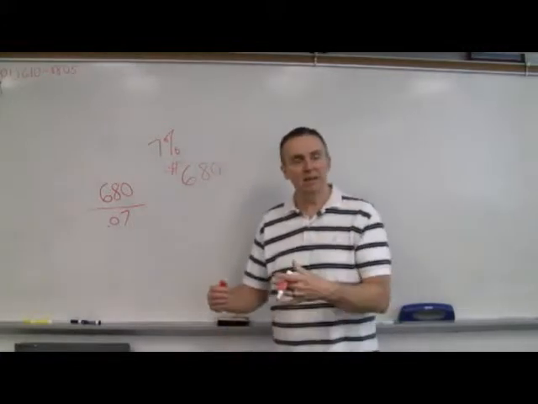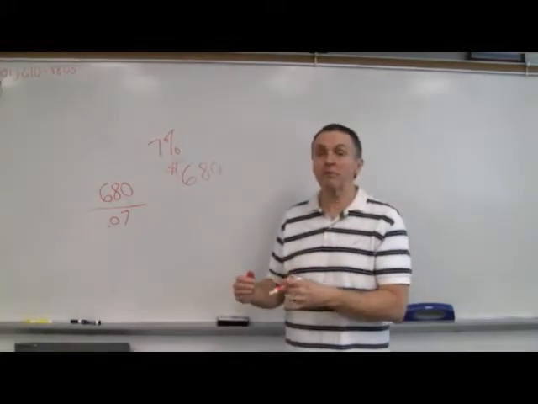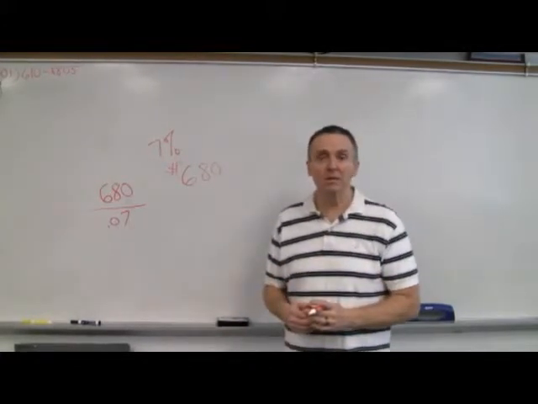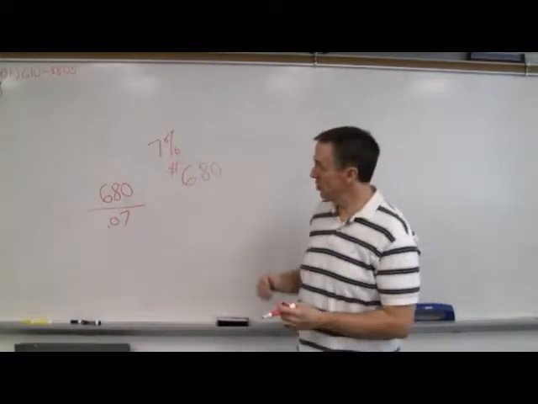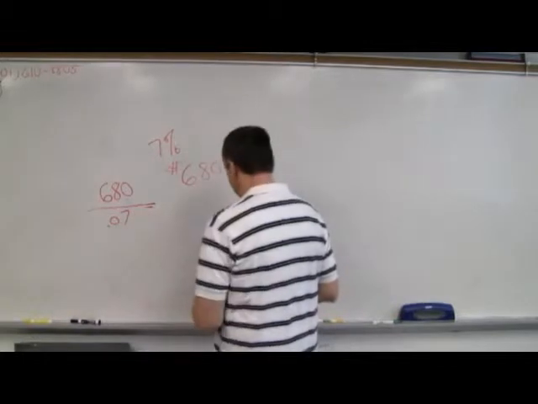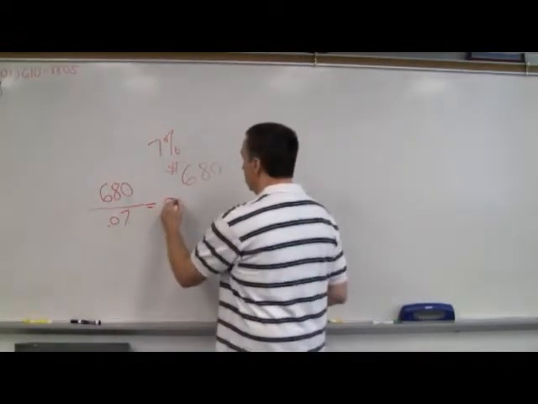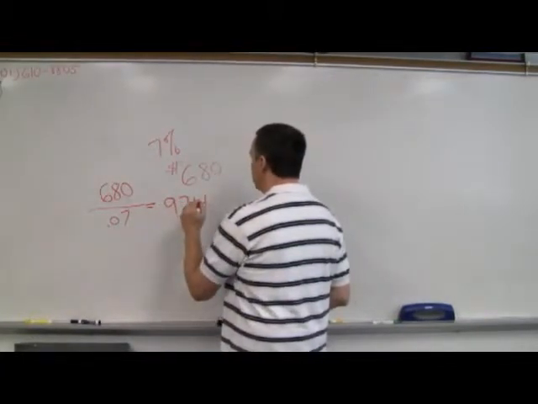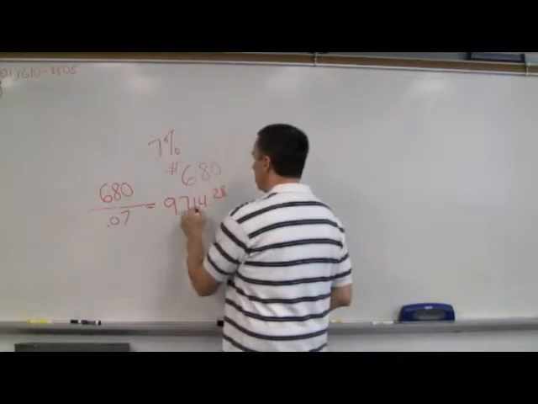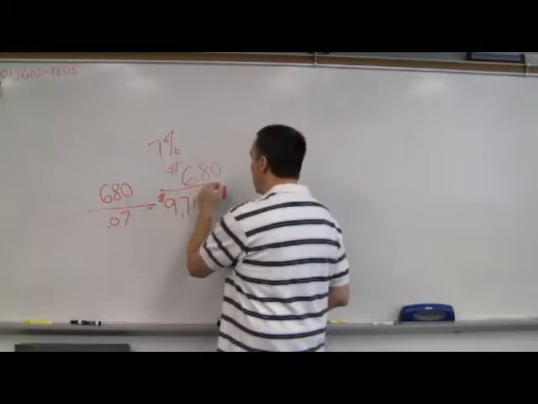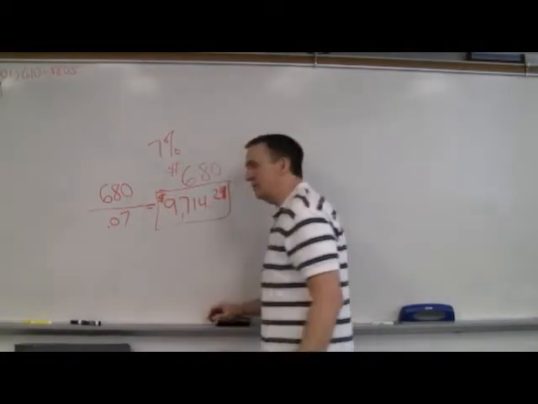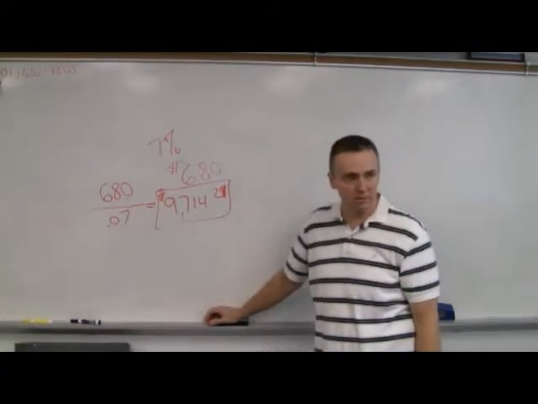0.07 represents 7%, $680 represents 7%. And the question is, how much is 100%? This is the answer. So what does that work out to be? 9714.28. So, last week you sold $9,714 worth of carpeting.